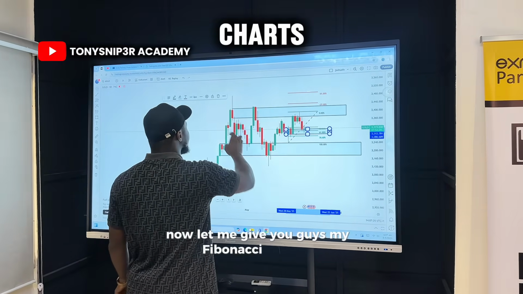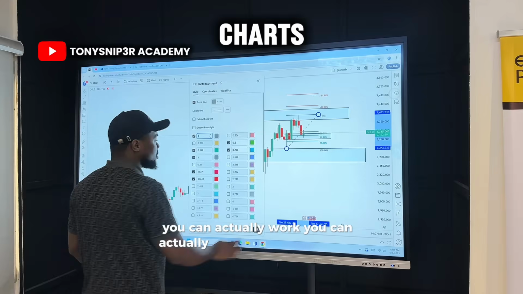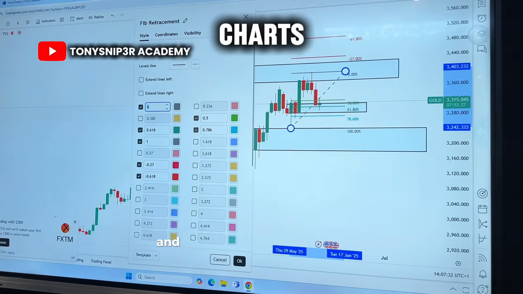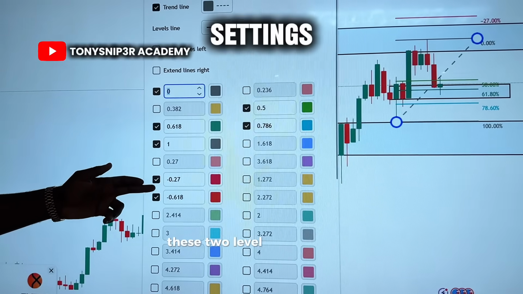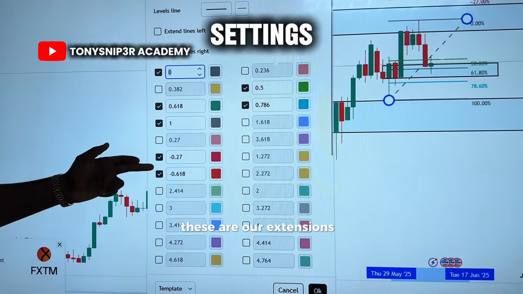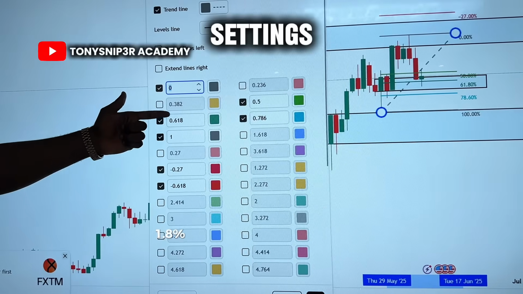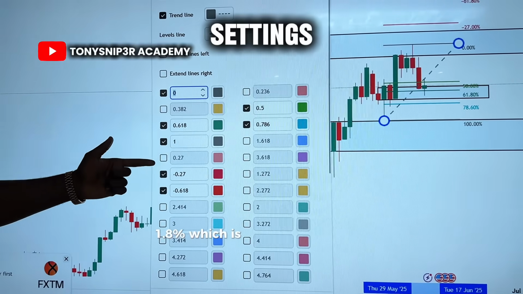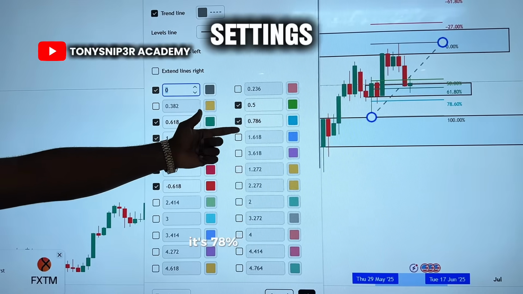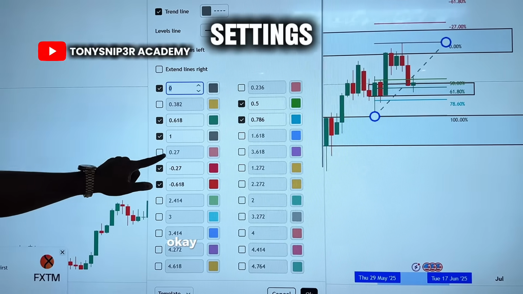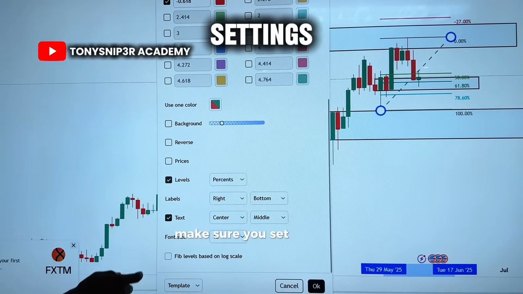Now let me give you guys my Fibonacci settings so that if you would like to use them, you can set your Fibonacci that way and see how perfectly they work. You can see everything is being set. These two levels here are our TP. These are our extensions. Remember, if the market reacts at the 61.8%, this is your TP. And if the market reacts at this level, which is the 78%, this is your TP. Okay, you can see the settings. This is the settings for everything. Make sure you set your Fibonacci like this.